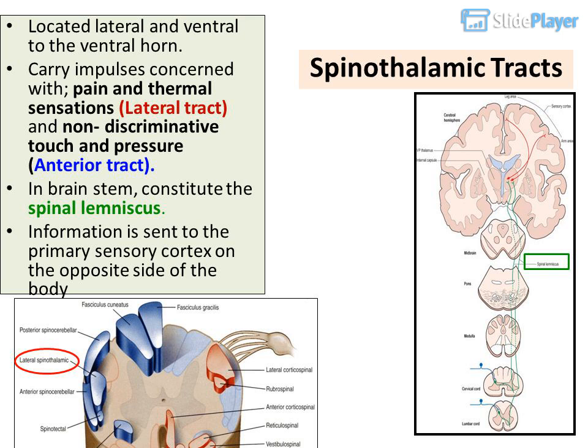Spinothalamic tracts are located lateral and ventral to the ventral horn. They carry impulses concerned with pain and thermal sensations, lateral tract, and non-discriminative touch and pressure, anterior tract. In the brainstem, they constitute the spinal lemniscus. Information is sent to the primary sensory cortex on the opposite side of the body.